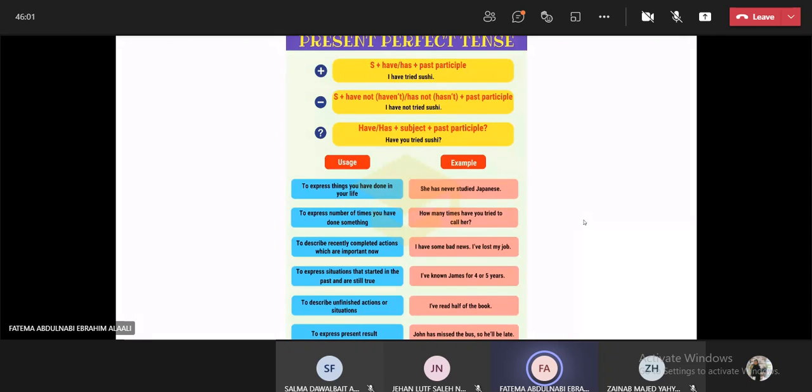And number 6, express present result. So like John has missed the bus, so he will be late. The result of having missed the bus is that, as a result, he will be late.